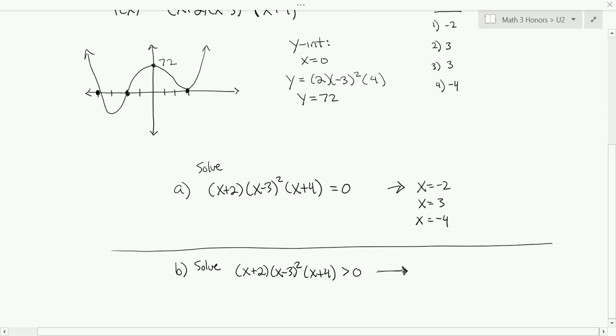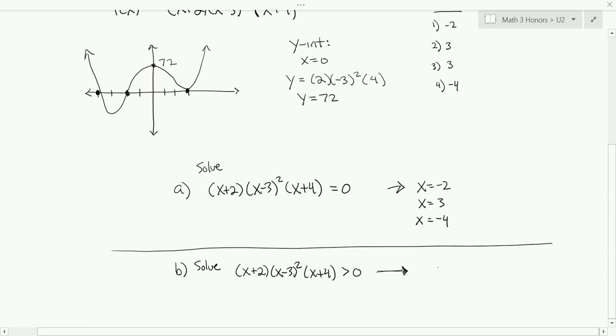Anybody feel like they can answer that correctly? If not, I can go over it. Chase, what do you think? X what? You're not going to have an equal sign. This is going to give you intervals. It's going to say all x values from here to here or here to here.